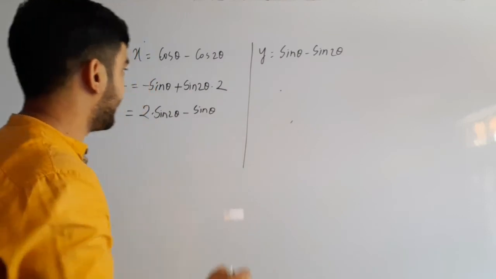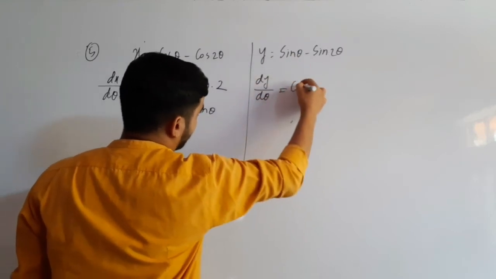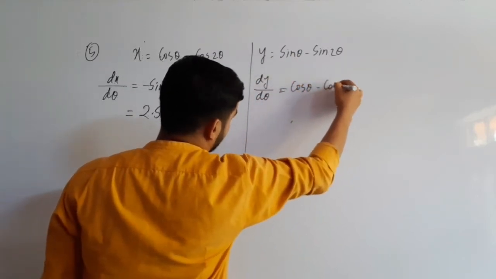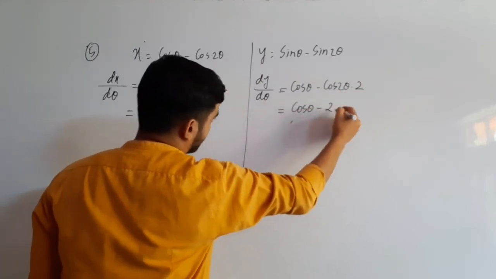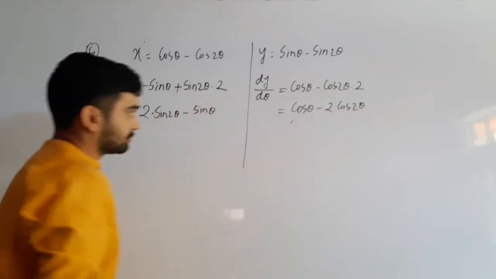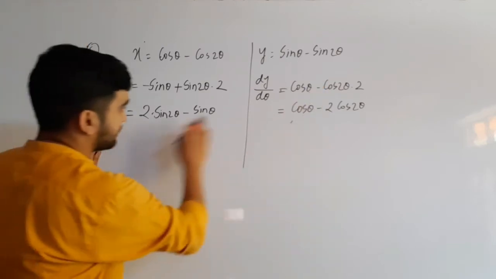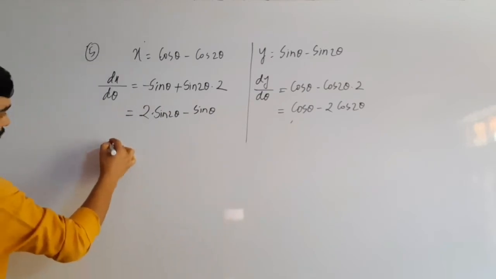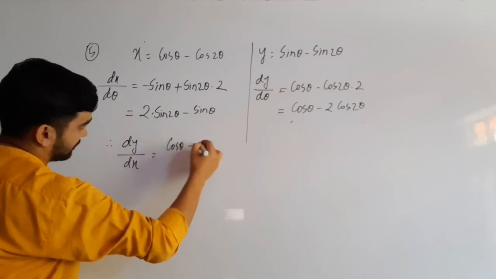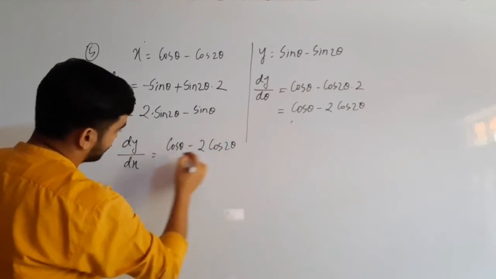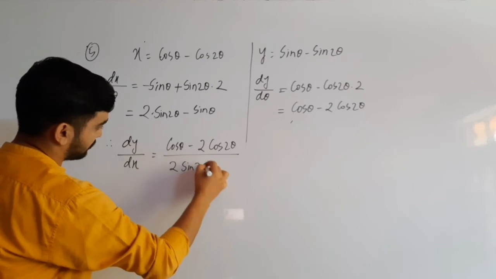Now move to dy by d theta. The derivative of sin theta is cos theta, and for minus sin 2 theta it is minus cos 2 theta into 2, that is cos theta minus 2 cos 2 theta. So we have dx by d theta and dy by d theta, therefore dy by dx equals cos theta minus 2 times cos 2 theta, divided by 2 sin 2 theta minus sin theta.